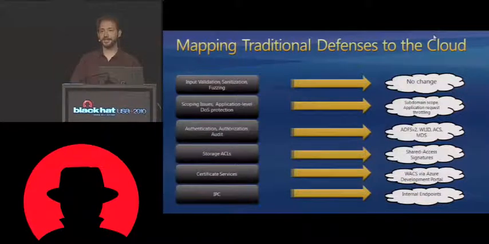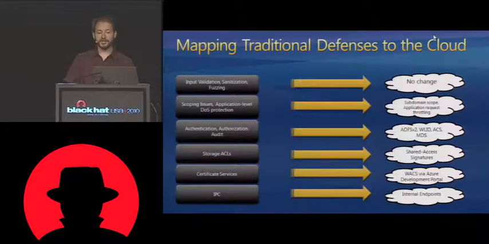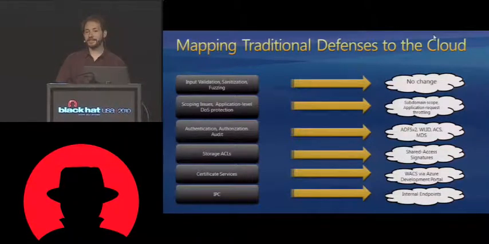thing with a cloud application that you need to do with a traditional application. However, other things do have some changes. Application level DOS protection, you instead have things like application level request throttling or automatic scale out to defend with these things. Authentication, authorization, and audit. Many times the cloud providers will provide services that you can utilize.